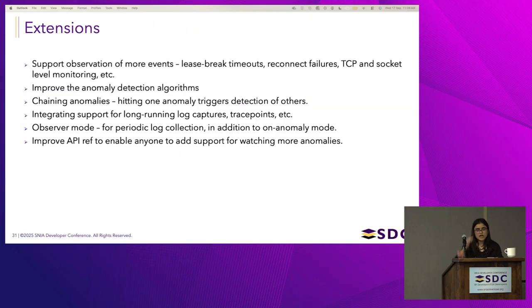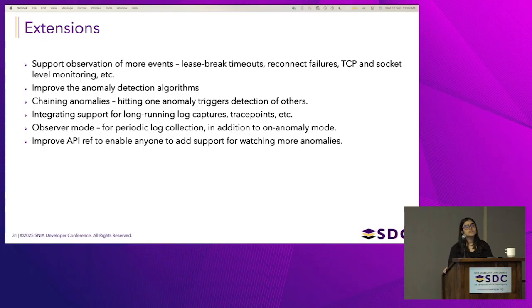Yeah, so here are some extensions to AOD we have planned. So currently AOD only has support for tracing latency anomalies, but we want to support observation of more events. For SMB, for example, we want to observe lease break timeouts, reconnect failures, and we also want observability into the TCP and socket level statistics. Right now, the anomaly detection algorithm is pretty rudimentary. We are just triggering anomaly detection if there are 10 events that go above a threshold, but we want to move to a percentile-based algorithm. So yeah, improving the anomaly detection algorithm is another thing on our list.